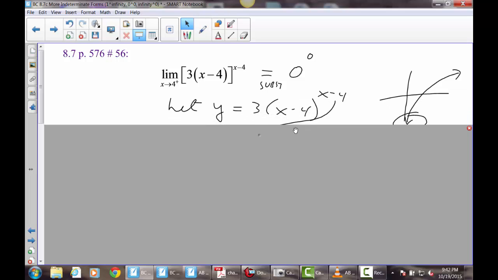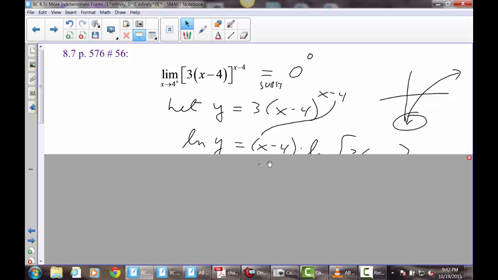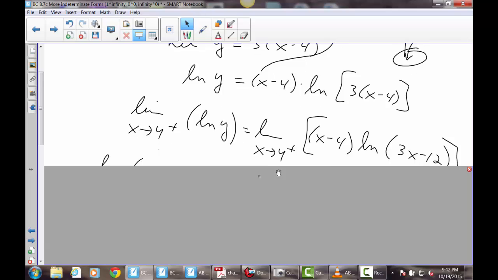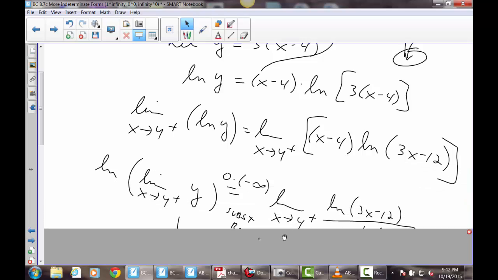So I let y equal that function, 3 times x minus 4, to the x minus 4. Take the ln of each side, which will allow me to bring the power in front. Take the limit of each side. That's all I did from here to here.